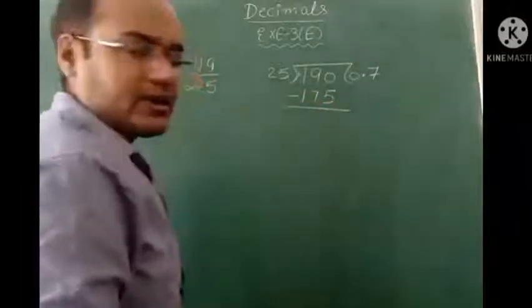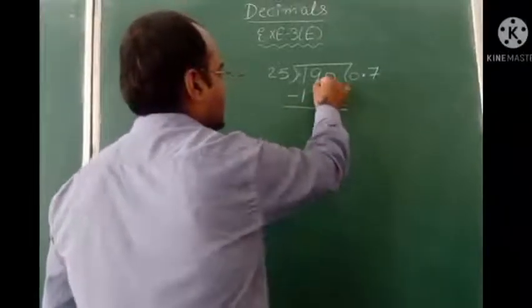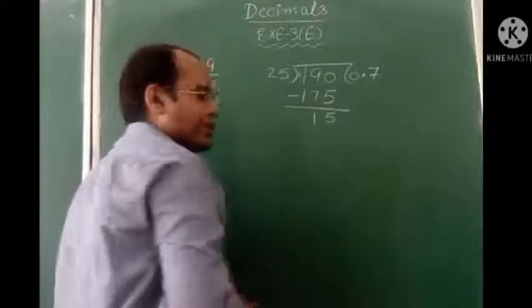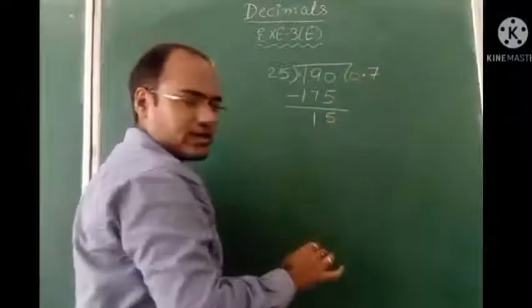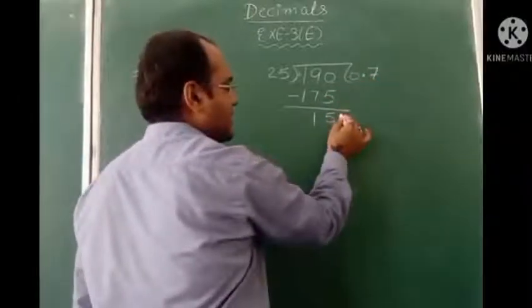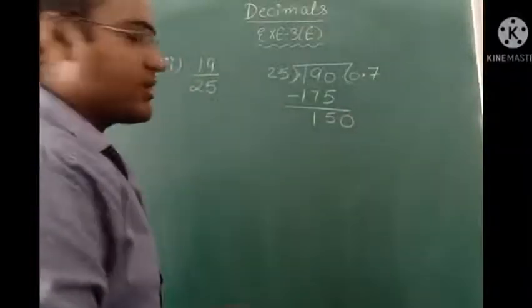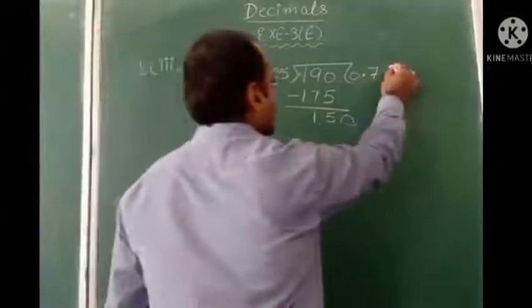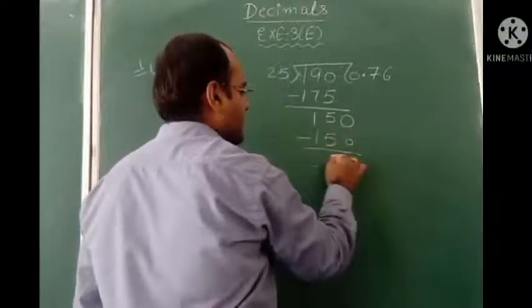Now on subtracting these two numbers, we will get 10 minus 5, 5. 8 minus 7 will be 1. So 15 is the remainder. And here in the answer already one decimal is there. So because of this decimal in this step we can add here 0. So now this became 150. 25 6 ja 150. On subtracting them, remainder is 0.